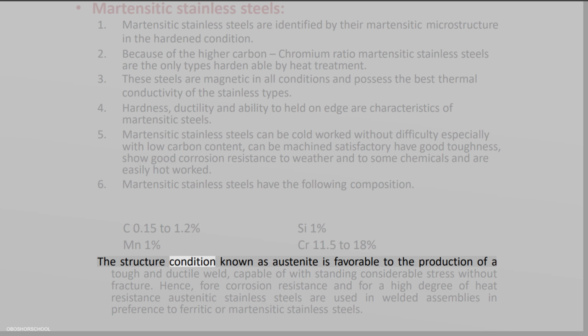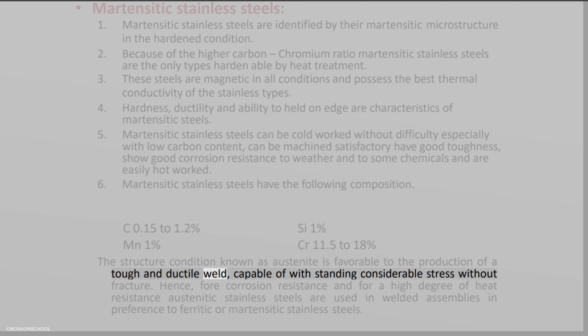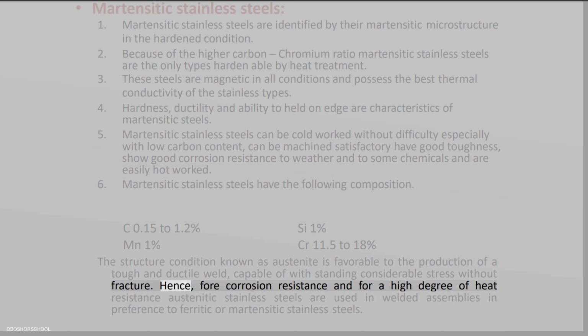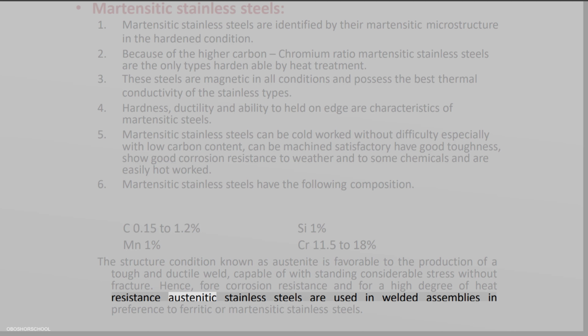The structure condition known as austenite is favorable to the production of a tough and ductile weld, capable of withstanding considerable stress without fracture. Hence, for corrosion resistance and for a high degree of heat resistance, austenitic stainless steels are used in welded assemblies in preference to ferritic or martensitic stainless steels.